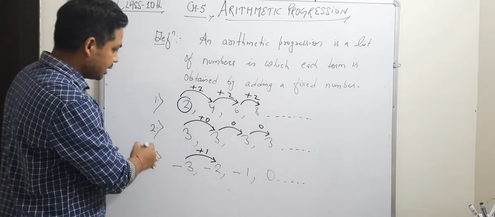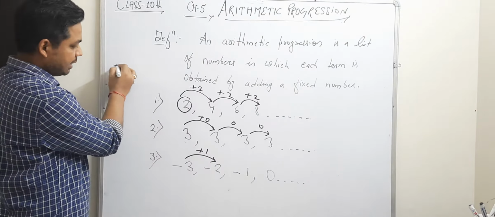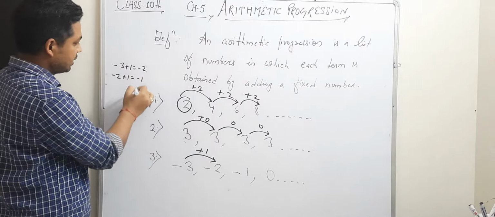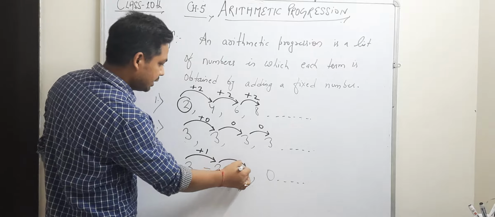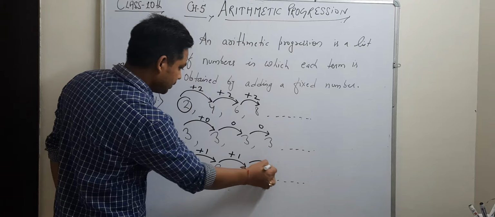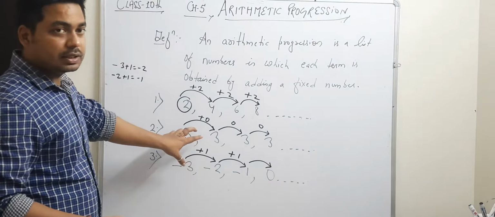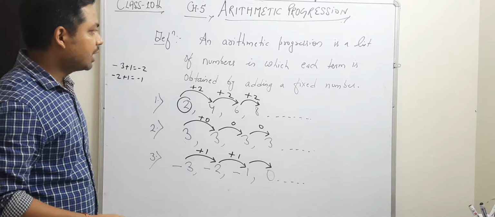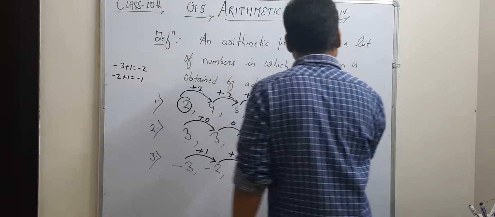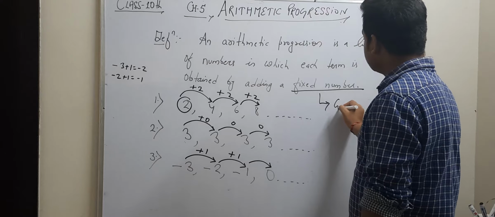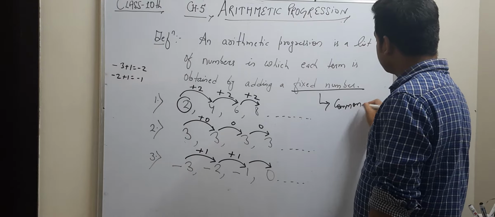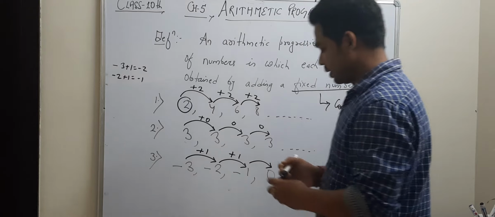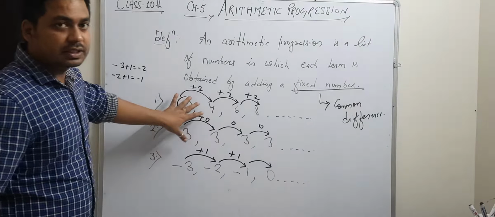So the difference: minus 3 plus 1 is minus 2. Minus 2 plus 1 is minus 1. So what is the difference in this? Plus 1 is the difference. This fixed value which we are adding to the next number is known as the common difference, because we are adding a fixed number to it.